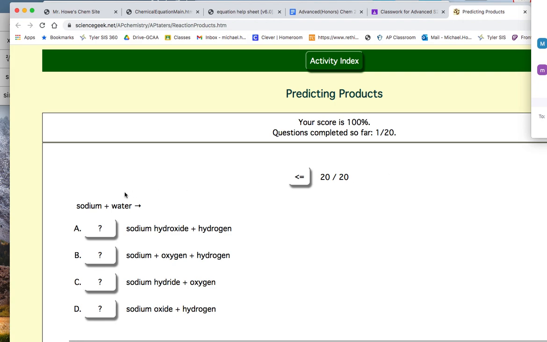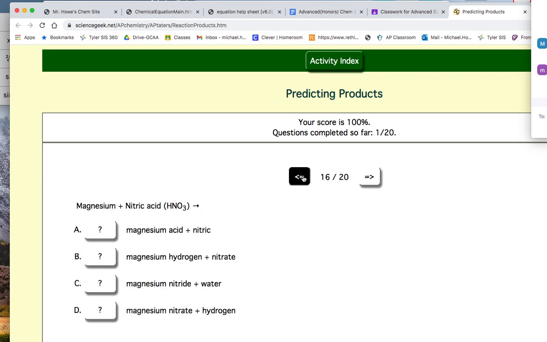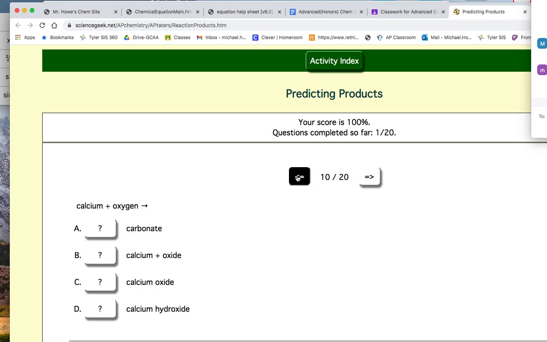All right, and then this one, this one's a little weird. Is this an element or a compound? So that's a compound. So you've got a single element plus a compound, which means it is going to be a single replacement. All right, now let's try this real quick.